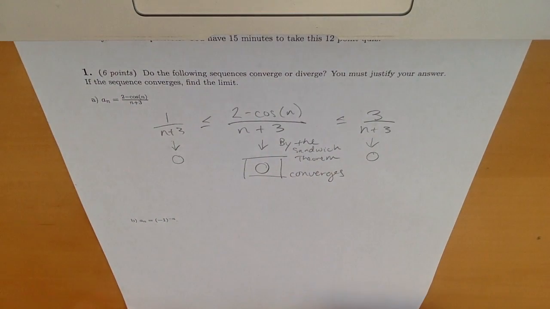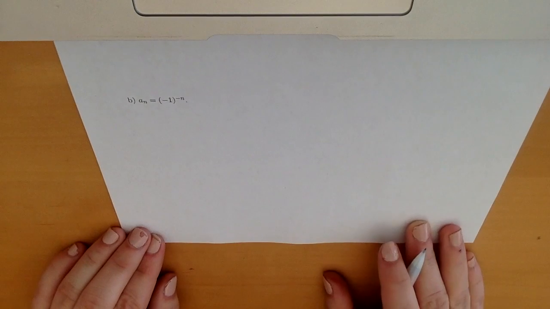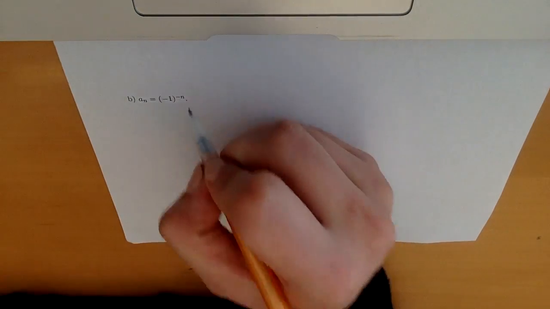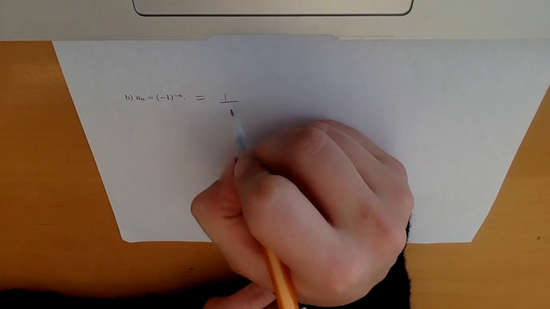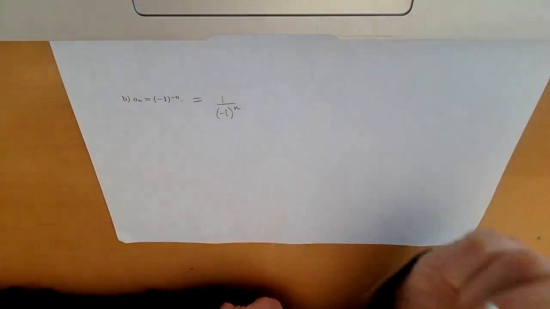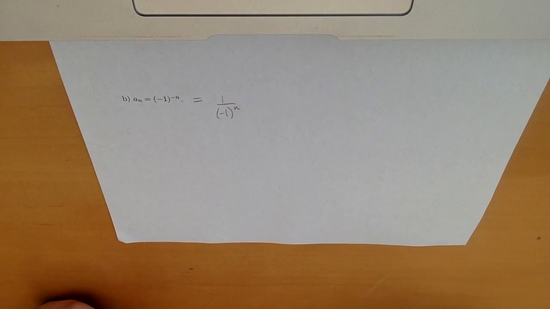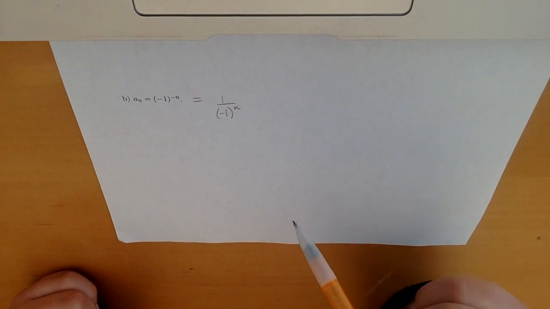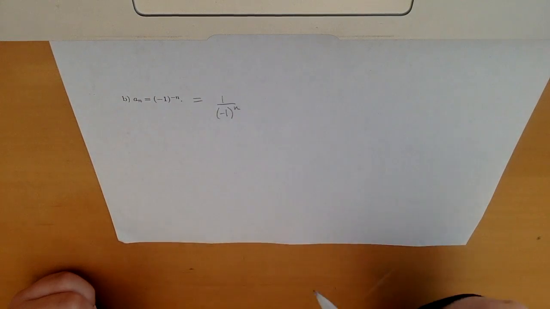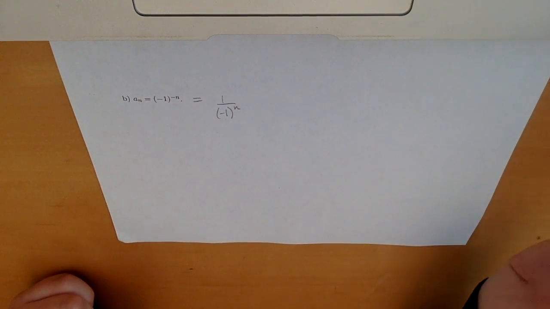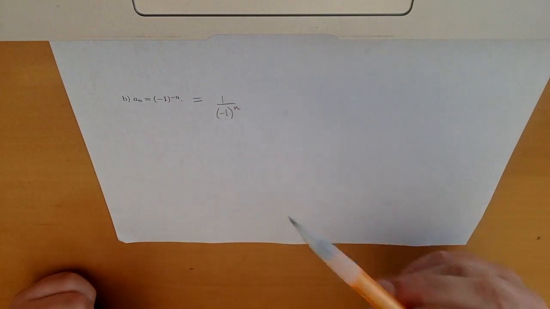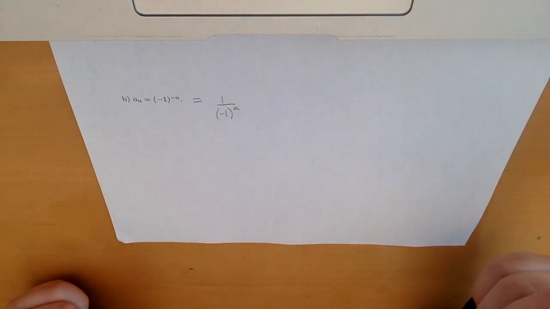Okay, the second sequence we're looking at is a sub n equals negative 1 to the negative n. I'm just going to rewrite that as 1 over negative 1 to the n. Now notice negative 1 to the n is just oscillating back and forth between negative 1 and 1. When n is odd, the bottom is going to be negative 1. When n is even, we're going to have 1 on the bottom. So this whole thing is just oscillating between 1 and negative 1.